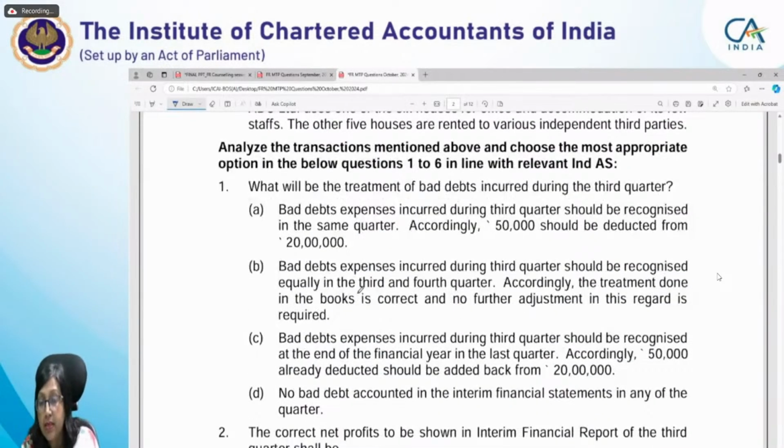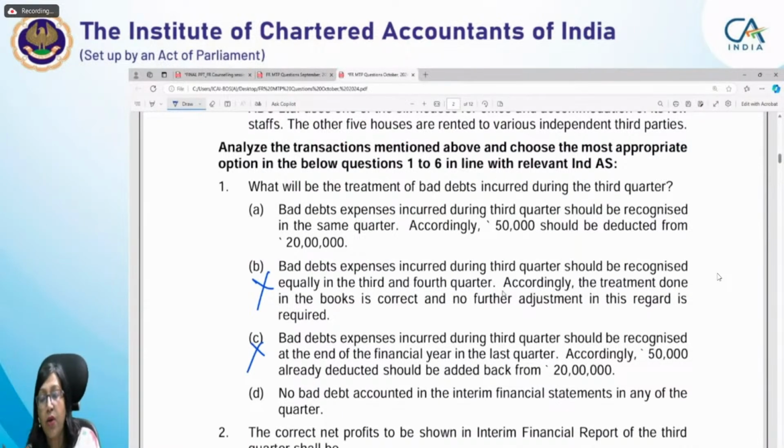Bad debt expenses incurred during the third quarter should be recognized equally in the third and fourth quarter, which was already done by the treatment. So they are saying the treatment is correct. But as we discussed earlier, because it is an expense of the third quarter, it has to be charged in the third quarter. So this is not the correct treatment. Bad debt expenses incurred during the third quarter should be recognized at the end of the financial year in the last quarter. That means the entire 1 lakh should be charged in the fourth quarter, but it was incurred in the third quarter. So how is it possible? So this is also not correct.